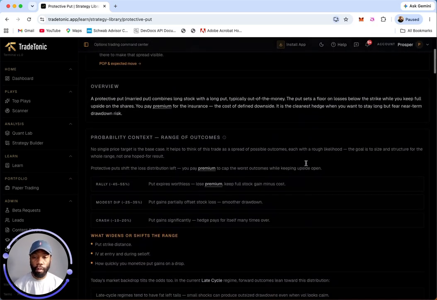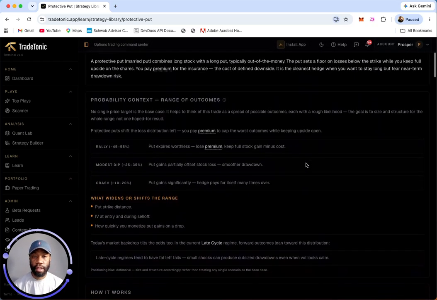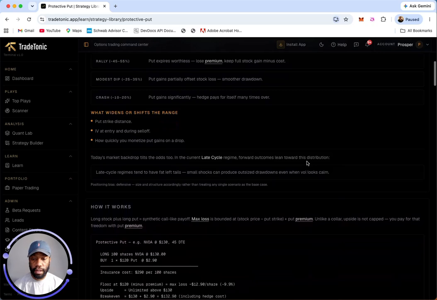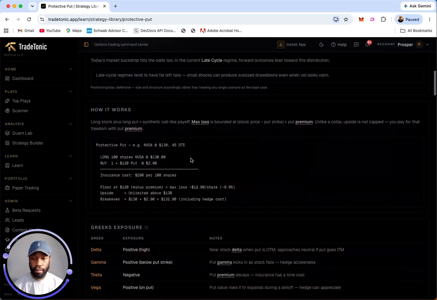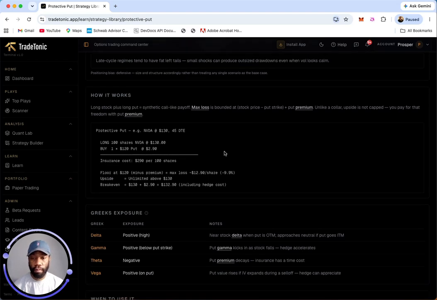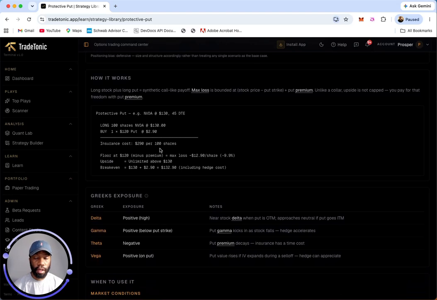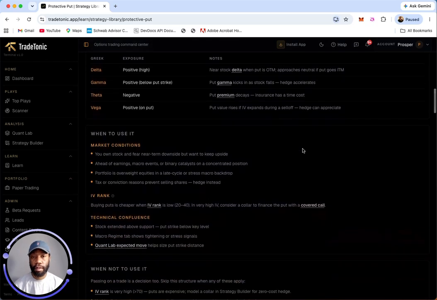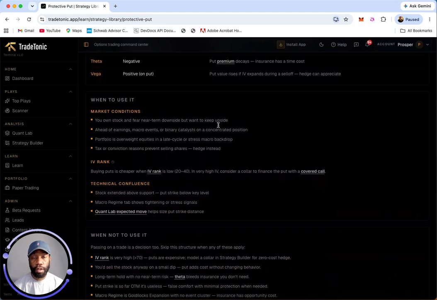Also, if you want more information on what this means and how this applies to the strategy, you can find that here. Here's an example of how it works. You buy a put on NVIDIA at a 130 strike. You're long the shares, and you buy the put, which costs you $2.90 per share. That gives you the floor, the amount of money that you have at risk, while protecting your long position in the stock itself.